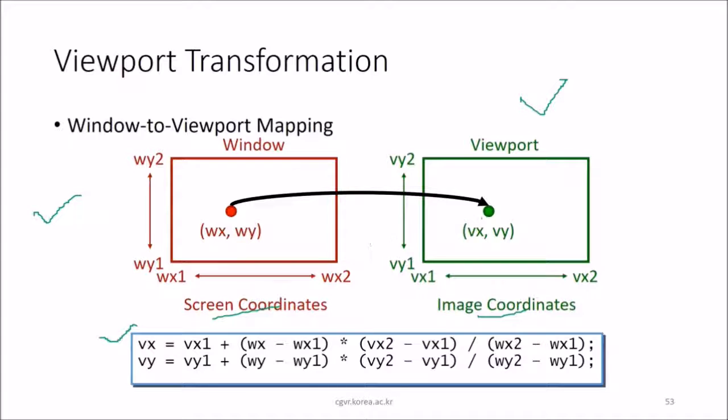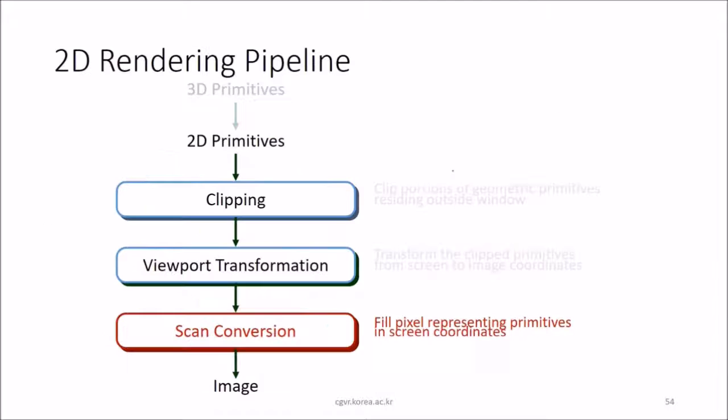Vx, this point Vx will be equal to Vx1, this one, plus Wx1, and Vx2 minus Vx1 divided by Wx2 minus Wx1. Vy also can be found by using this relation. So this is so easy, just by knowing the window boundary and viewport boundary, and these 2 points, we easily find out what point needs to be mapped from window to viewport mapping.